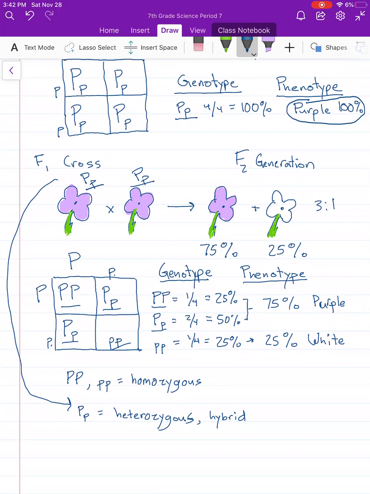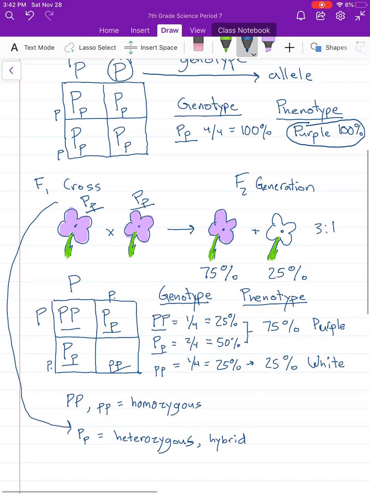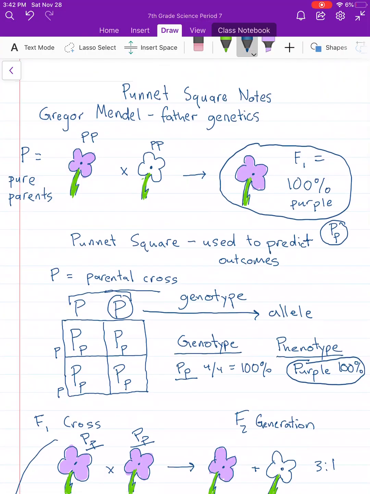And we show that with a Punnett square, to kind of show that outcome. Going forward, we will use Punnett squares to make predictions of phenotypes and or of genotypes. For now, that's our Punnett square notes. Again, copy these into your notebook. We will be going into them in more detail as we move on.